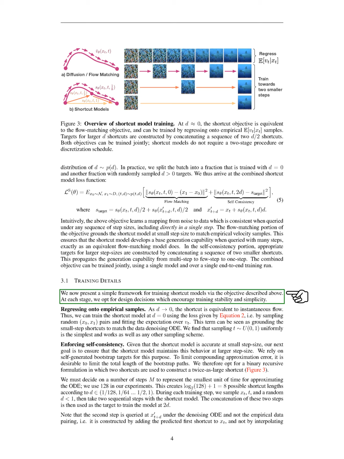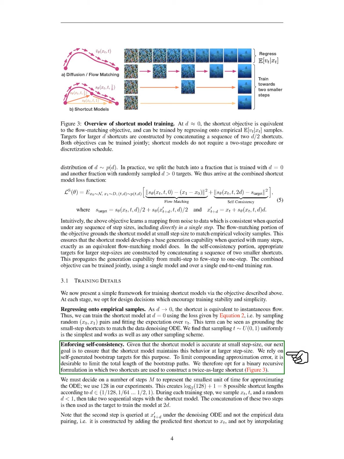We make design choices that promote stability and simplicity. For small step sizes, we train the model using a loss function that matches it to real data. We find that uniformly sampling time steps works well. To maintain accuracy at larger step sizes, we use self-generated targets and limit the length of our bootstrap paths by combining two smaller shortcuts to create a larger one.